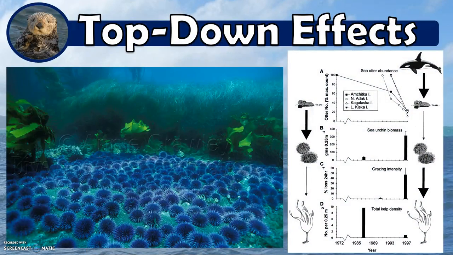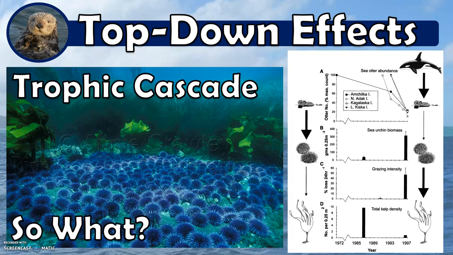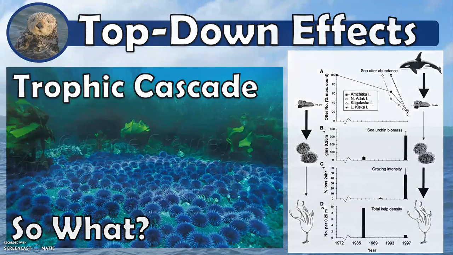And you can see this demonstrated here on this graph taken from a scholarly journal article. When there are more killer whales, there are fewer sea otters. When there are fewer sea otters, more urchins; more urchins, less kelp. This is called a trophic cascade. The whole ecosystem begins to collapse. But so what? Why is this so important? Well, an urchin barren is a lot less productive than a kelp forest, which can sustain more species, more diversity, and have more production.